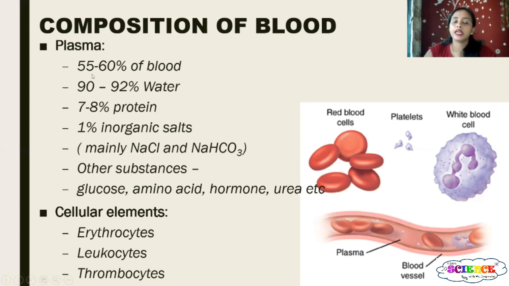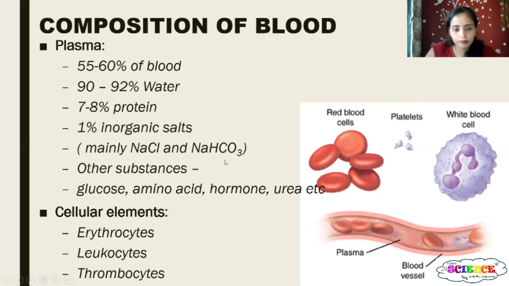Plasma forms approximately 55 to 60% of blood, and plasma has 90 to 92% water. Let's see what the rest of the components are: 7 to 8% proteins, for example heparin and other proteins present in the plasma, including transport proteins. Then 1% inorganic salts, mainly sodium chloride and sodium bicarbonate.